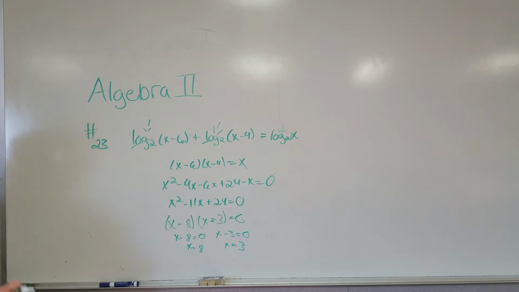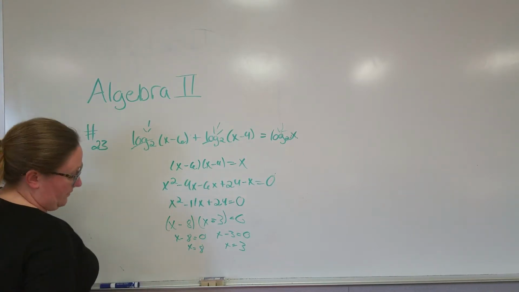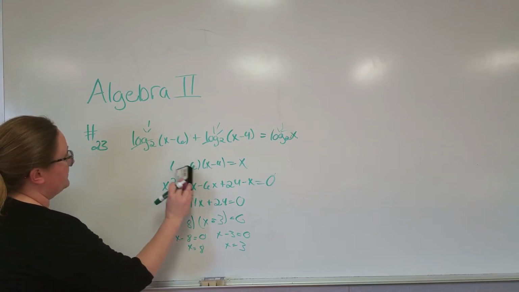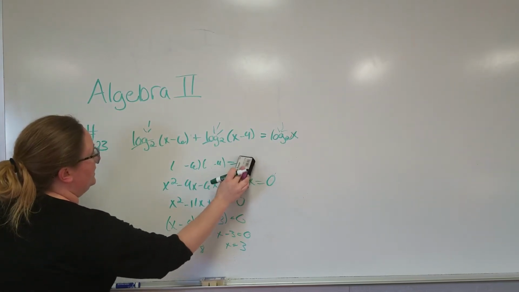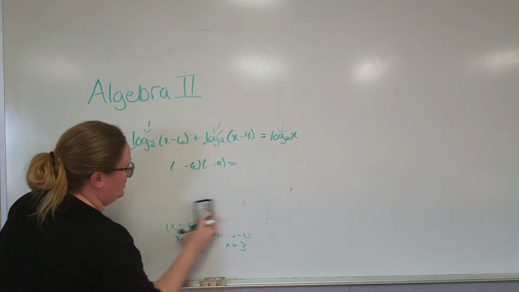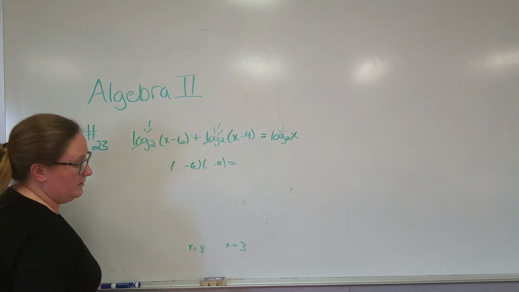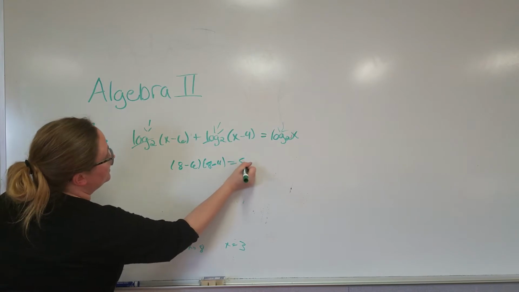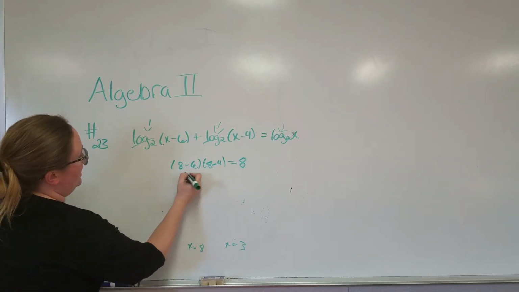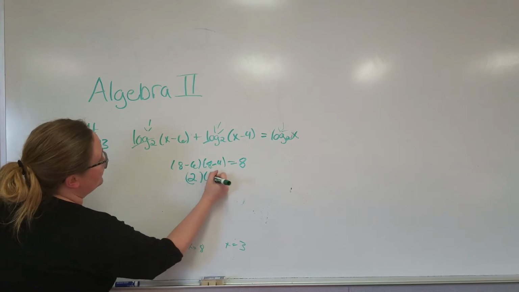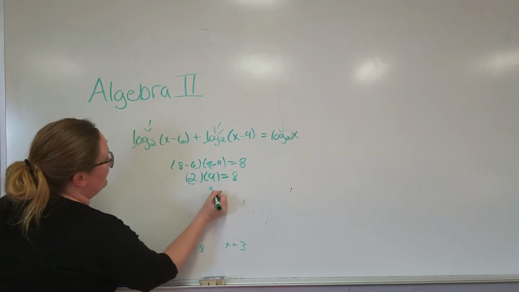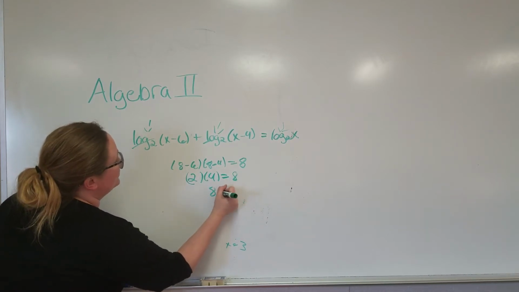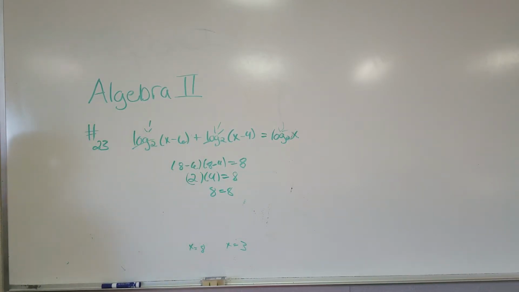But you have to put these both back in that original equation to see which ones are true. So you're going to have to go in here and say we take 8. Everywhere x is at, we're going to put 8. So 8 minus 6 times 8 minus 4 equals 8. 8 minus 6 is 2, 8 minus 4 is 4, equals 8. 2 times 4 is 8, equals 8. That's true.